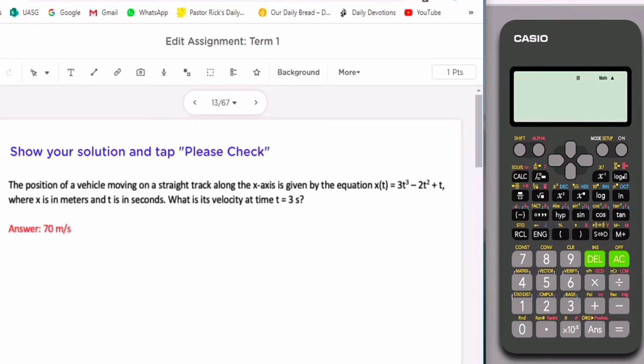In this video, I'm going to show you how to utilize your Casio calculators in order for you to solve problems that involve differentiation and integration. Here is a sample problem.